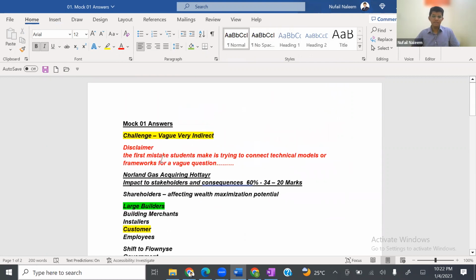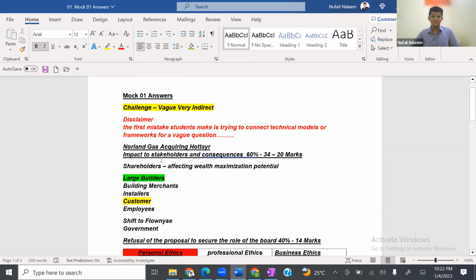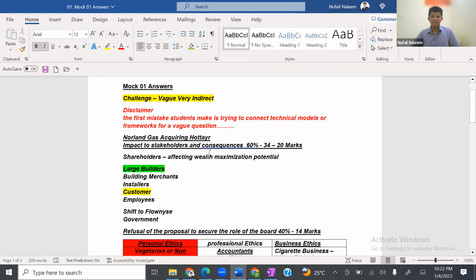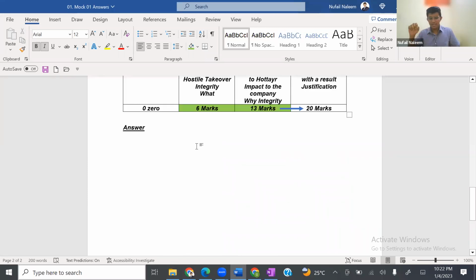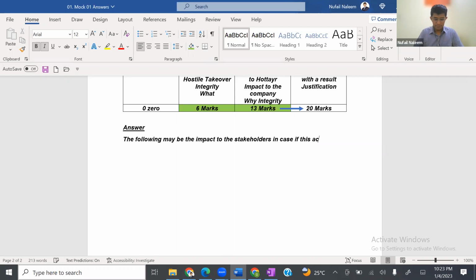Now, if you observe, students, question 1: shareholders affected. So I'll write down a basic introduction. The following may be the impact to the stakeholders in case this acquisition takes place.